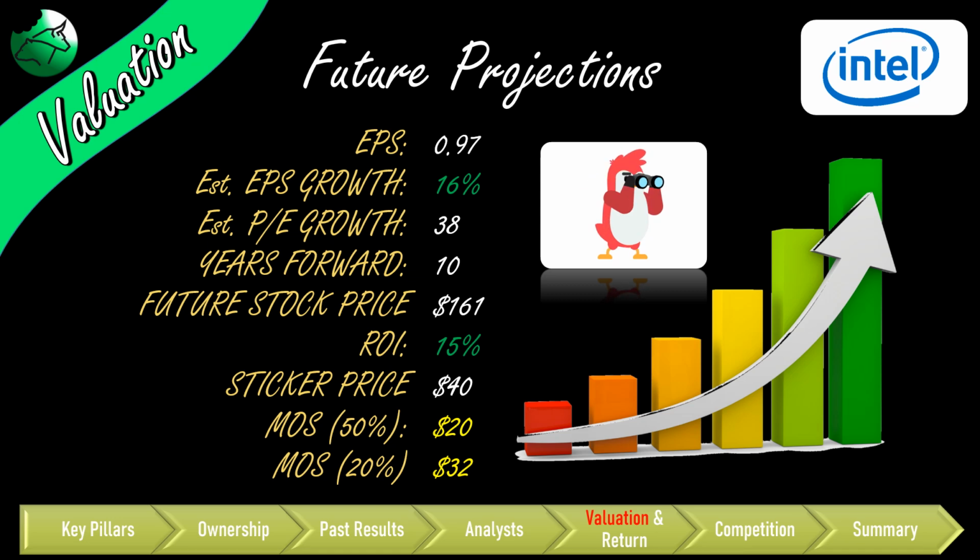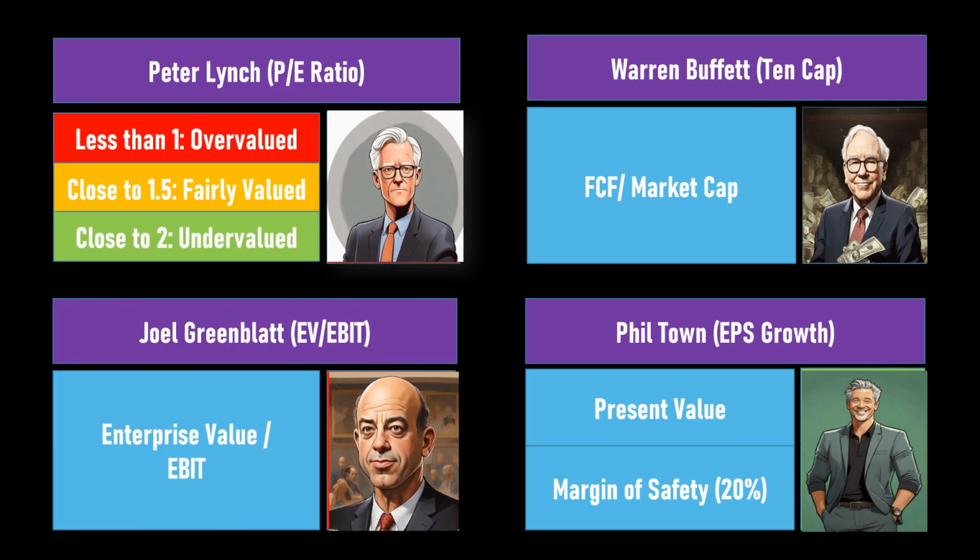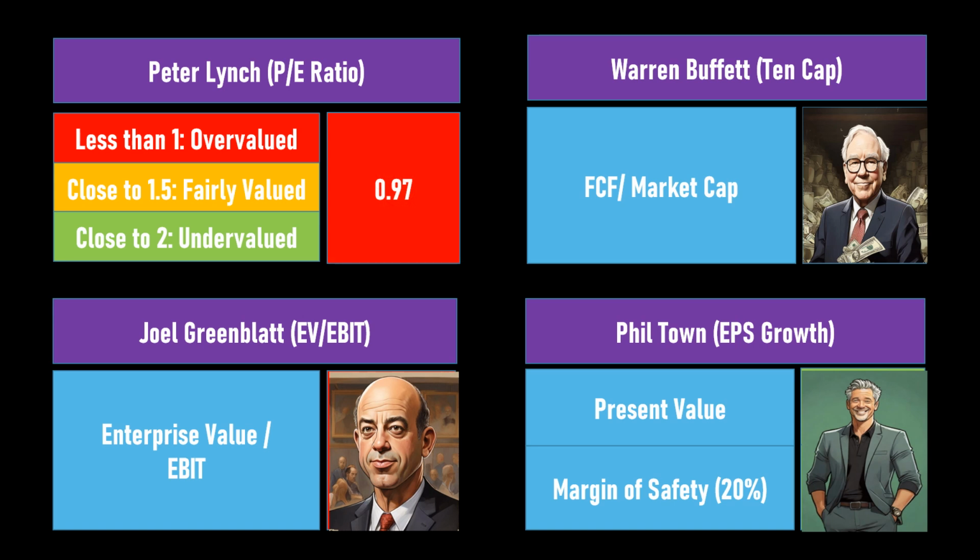As we can't rely on just one valuation model, I'm going to dig a little deeper and gather some more information. In this next section, I'm going to get some help from some super investors. To start off with, I will use the Peter Lynch PE ratio model to help determine if the share price is overvalued, fairly valued, or undervalued. So we take the share price, add the dividend yield, and divide it by the current PE ratio. Using this model, it suggests that Intel is overvalued.